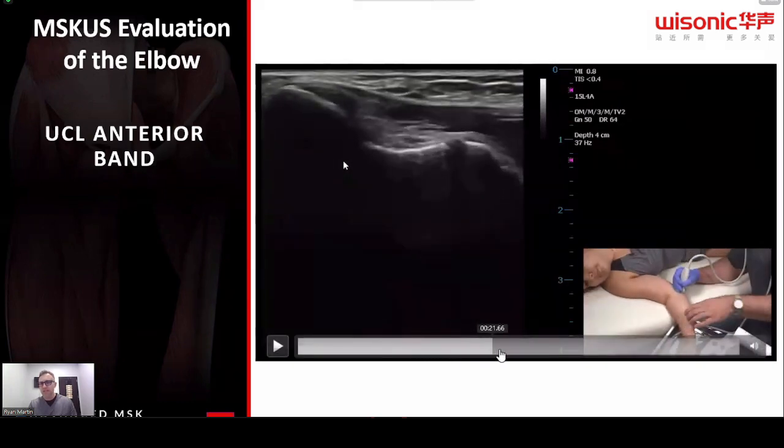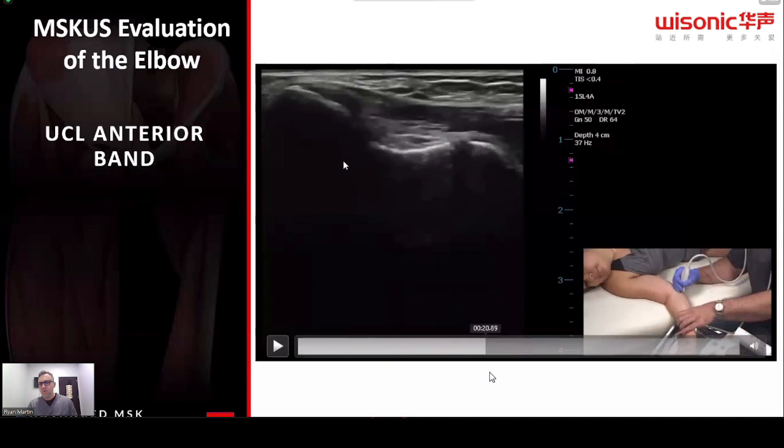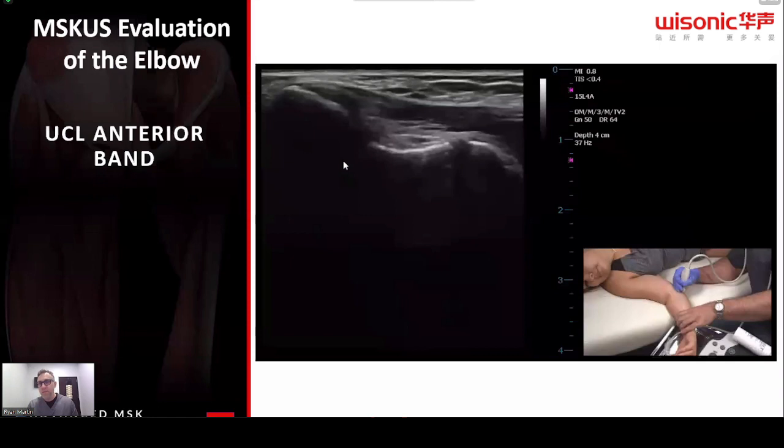And let's see, he's going to be doing that right in here. So you just put your hand right into here, and all you need to do is push down a little bit, and what you'll see is the space gap. If there's pathology, you know, you're looking for a stable joint.